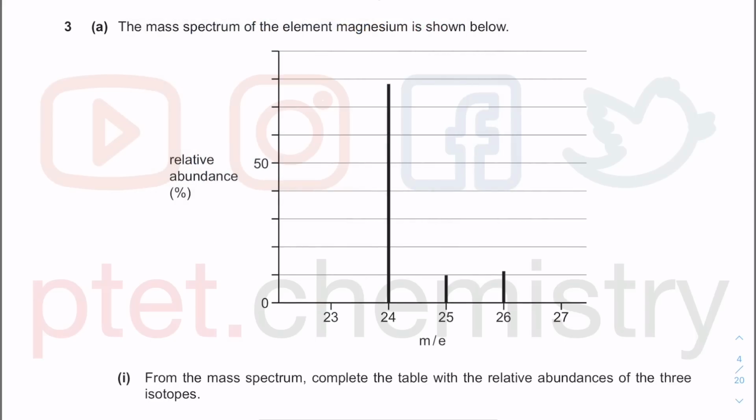In this third question, it started out with a mass spectrum. This is the mass spectrum of the element magnesium. The fact that we see 3 lines, 24, 25, 26, and each of them has its own relative abundance.